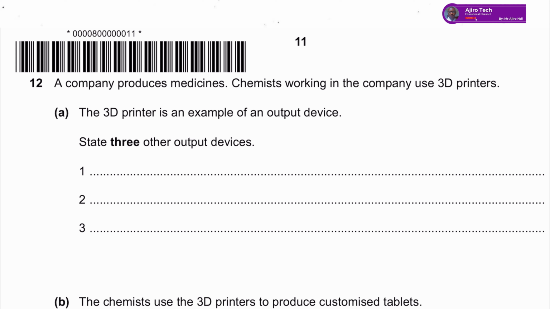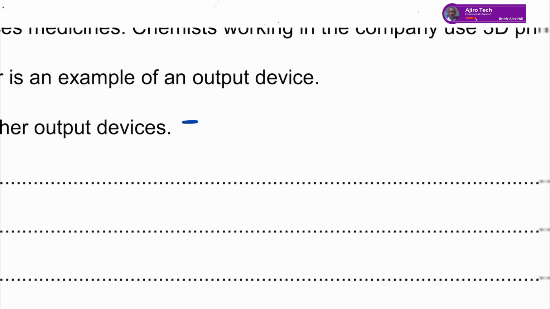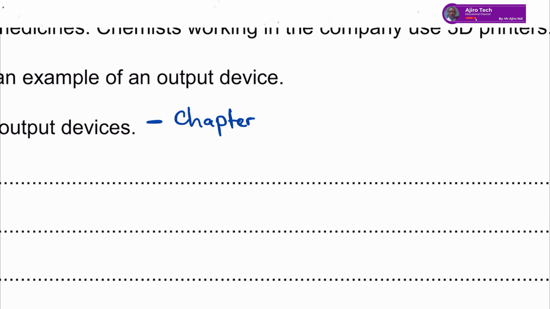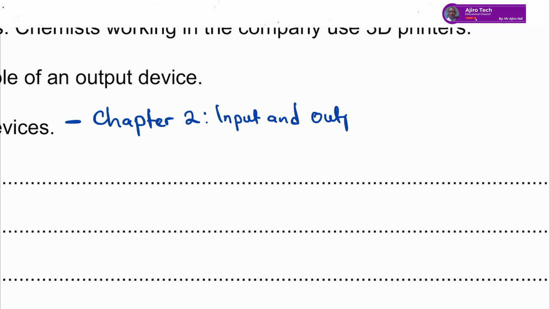Okay, question 12. A company produces medicine. Chemists working in the company use 3D printers. The 3D printer is an example of an output device. Name 3 other output devices. So look at this. This is chapter 2, input and output devices.